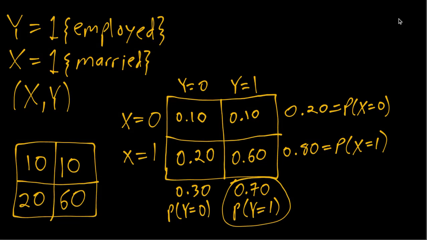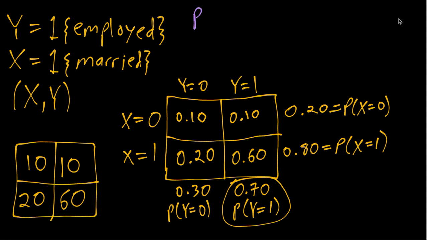So if we think about a conditional probability, for example, if we said conditional on being married, what is the probability of being employed? Well, remember, our x equals 1 if the individual is married. So saying conditional on being married, or conditional on x equals 1, says we're only going to look at the married individuals in the population and we'll just completely ignore any other individuals. So in this case, we're only looking at these 80 people in the bottom.